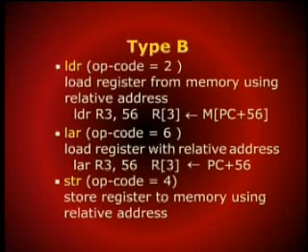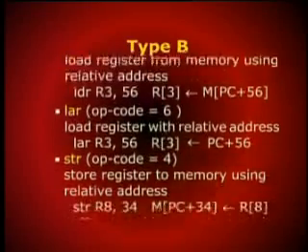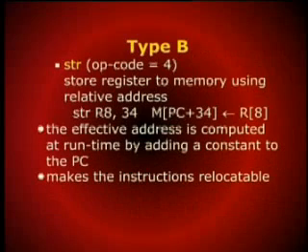The third instruction, the store one with an opcode of 4, is just the opposite of the load. In load, we move the contents from memory to register, and in this case, we store the contents of a register to a memory location. In this example, the memory location to which we load the contents of R8 is PC, the present contents of PC plus 34.